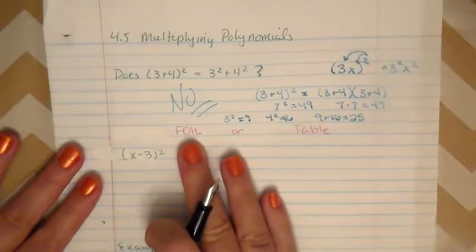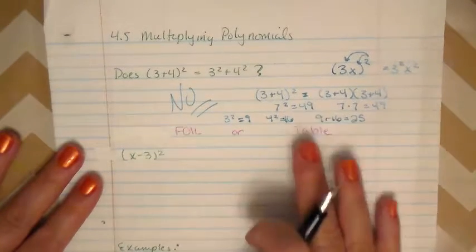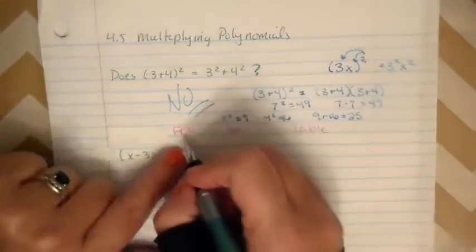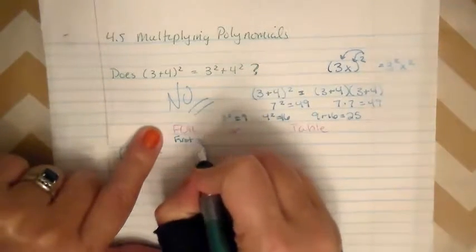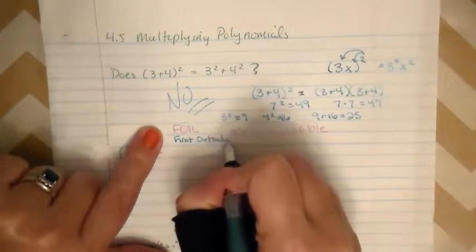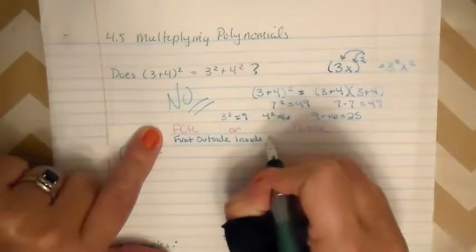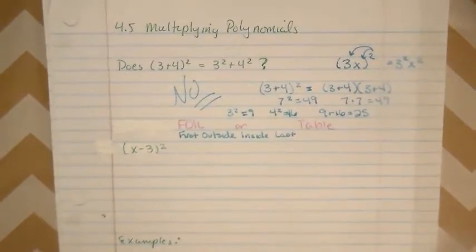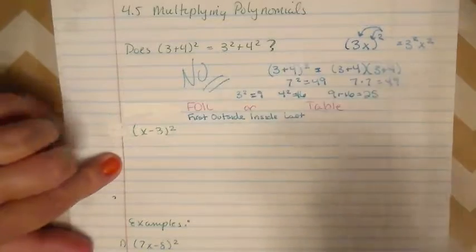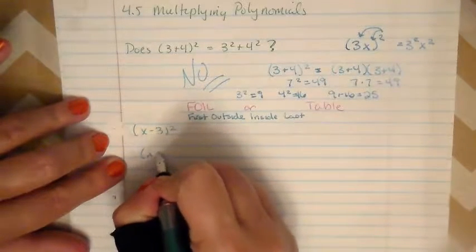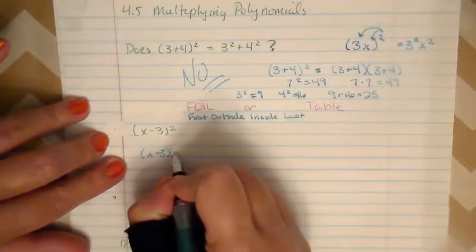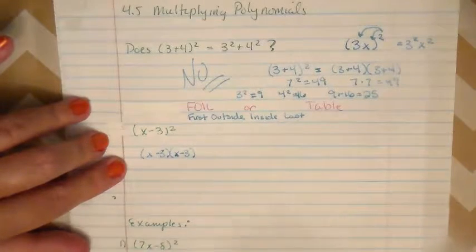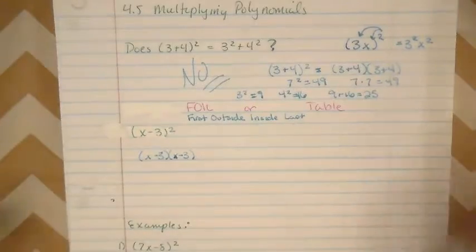We can use the FOIL method, which is probably the most common method, or we can use the table method. FOIL stands for first, outside, inside, and last. And this tells you the order to multiply things. So if we're doing FOIL, we'll write those out. (x - 3)² is (x - 3) times (x - 3).